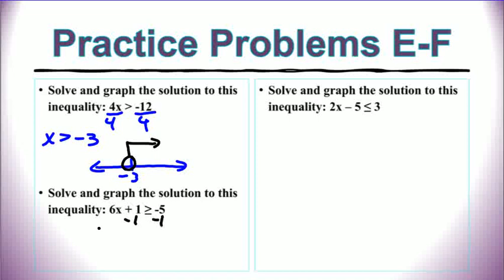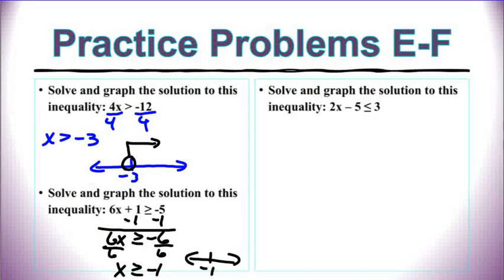I subtract 1 first on both sides, and I get 6x is greater than or equal to -6. Divide by 6 on both sides. I have x is greater than or equal to -1. Graph it, -1 here. It's got the equal to part, so filled in circle, greater than to the right.